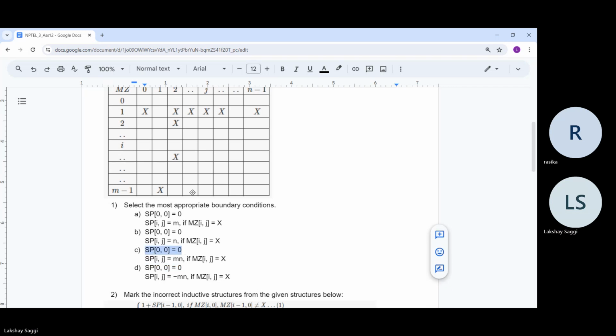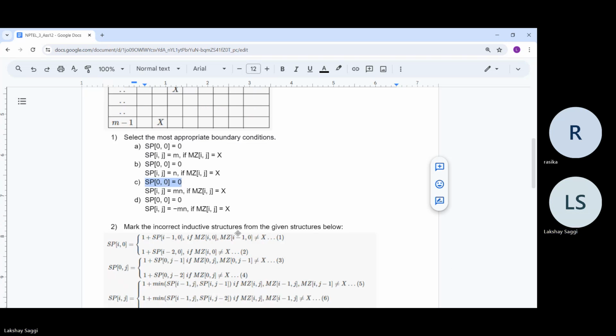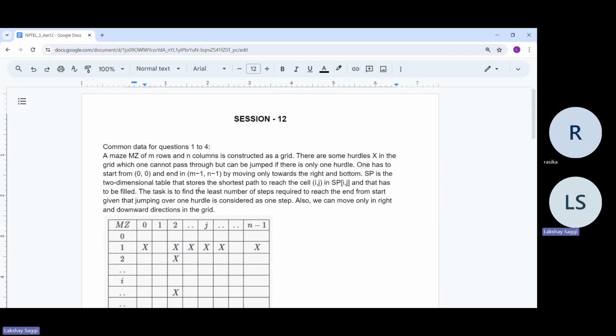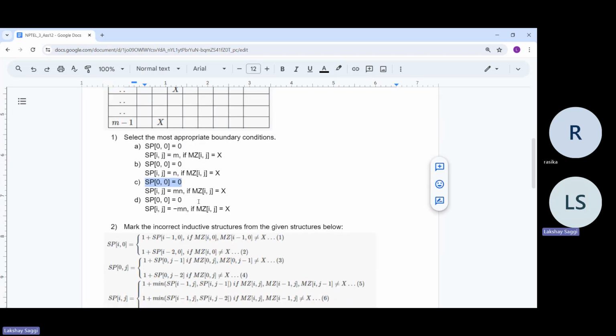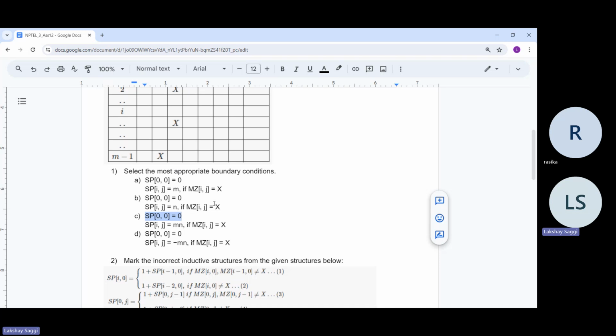Yeah, we just need to, okay, 1 second, guys. Yeah, so SP 0, 0 will definitely be equal to 0.